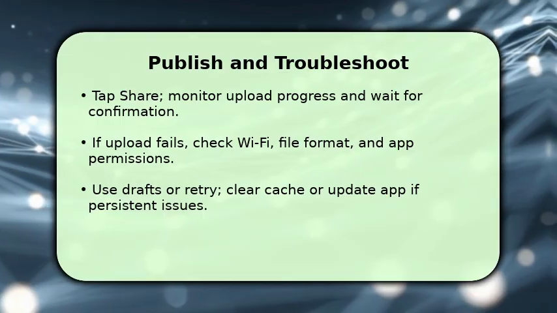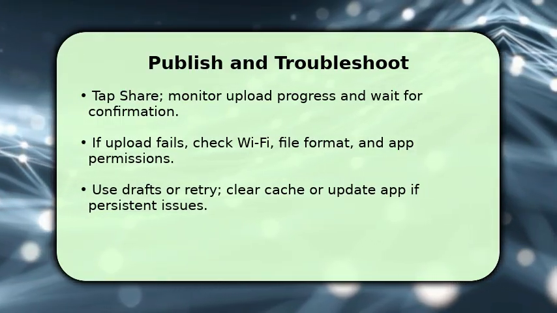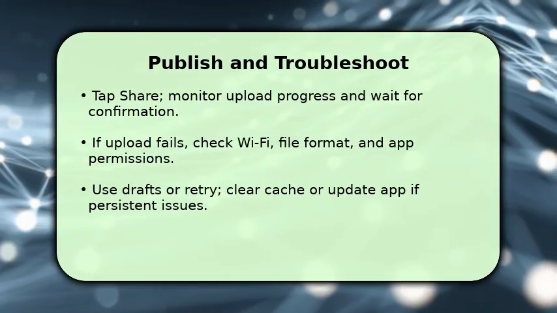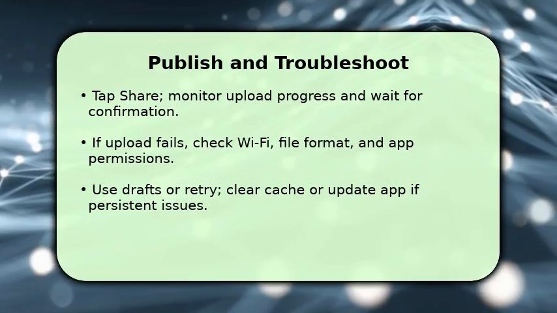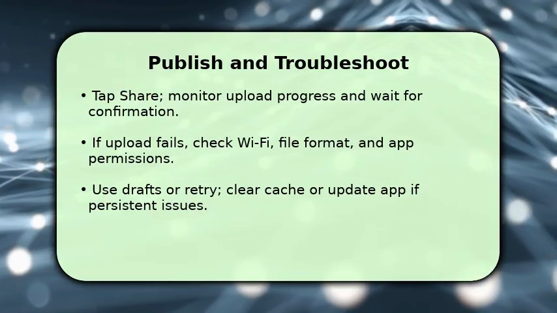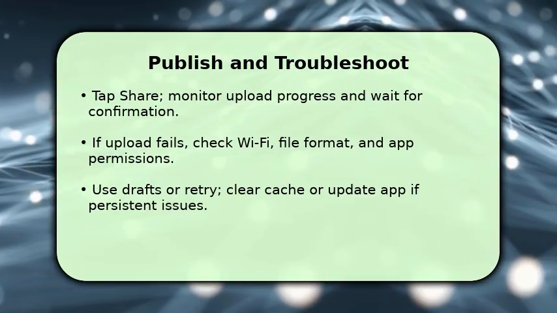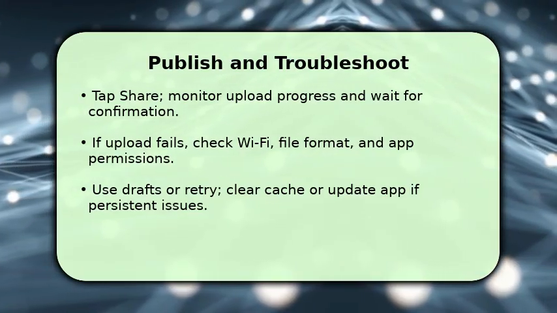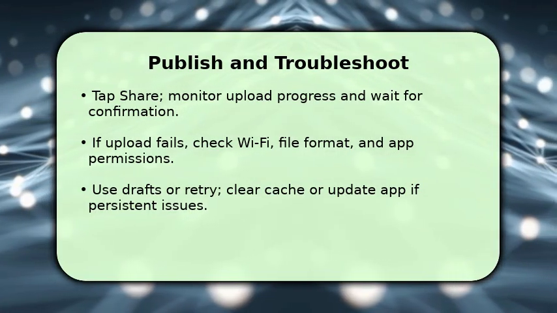If the upload fails, first check your Wi-Fi or mobile data and switch networks if necessary, because bandwidth is the most common issue. Next, verify file format, size limits, and app permissions for storage and camera. If problems persist, retry from drafts, clear the app cache, or update Instagram. These steps resolve corrupted uploads and compatibility glitches.